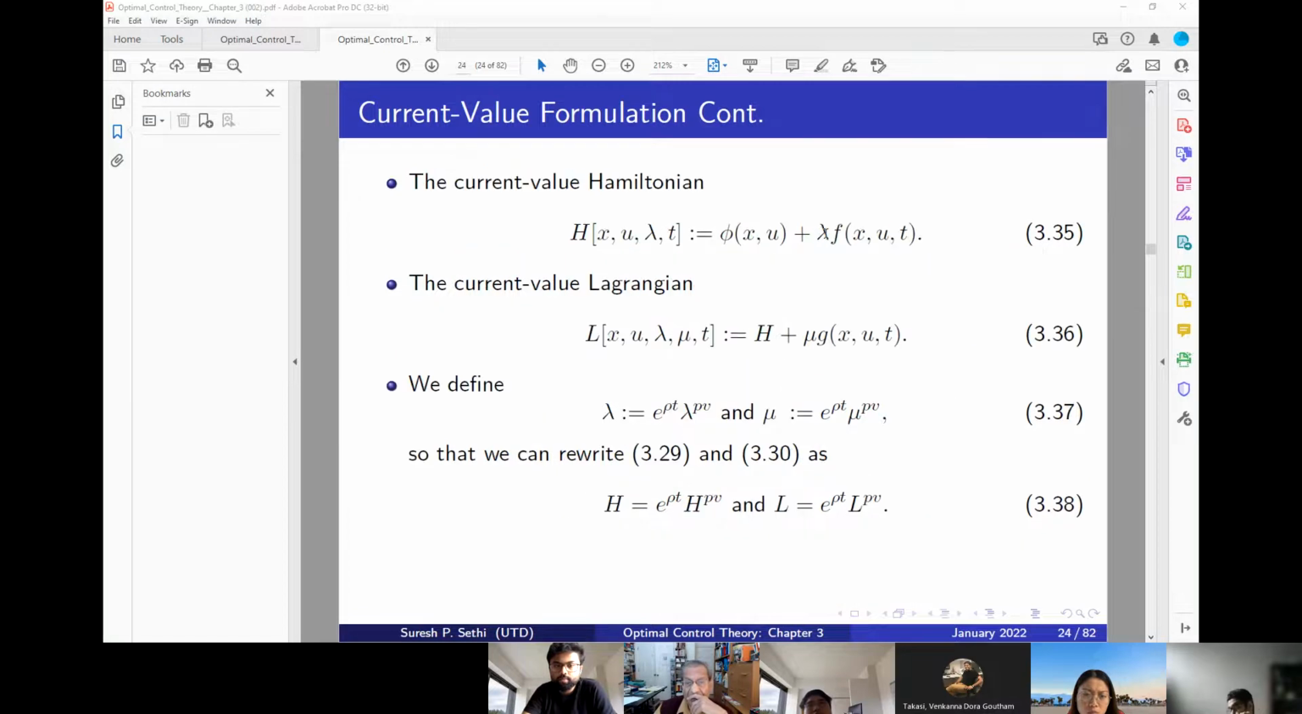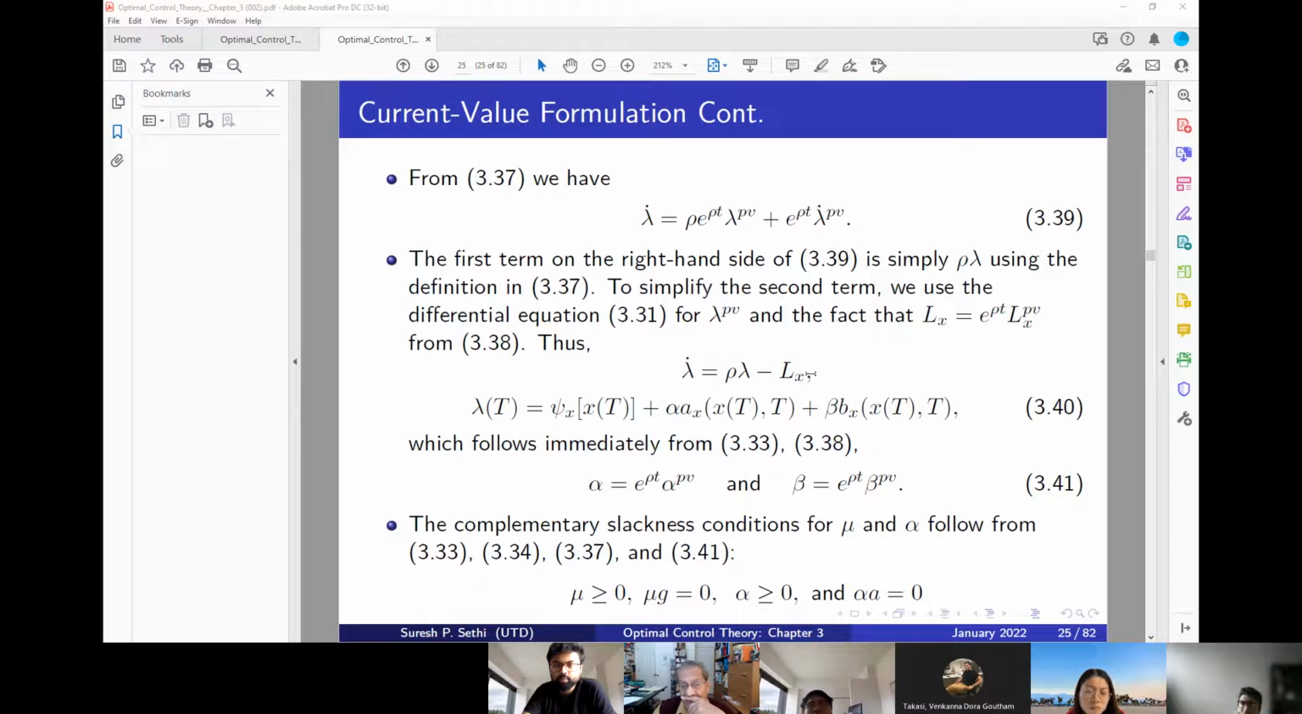So now we have a new Hamiltonian, which is the current value Hamiltonian. And we have a new adjoint equation, which is the current value form of the adjoint equation for lambda. And we have a transversality condition. And we have alpha and beta. And we have a mu. So you can see we have sort of eliminated e to the minus rho t. Everywhere there is no e to the rho t except this part. We get a rho lambda. Instead of having lambda dot equal to minus L sub x in the standard formulation, now we have rho lambda minus L sub x.